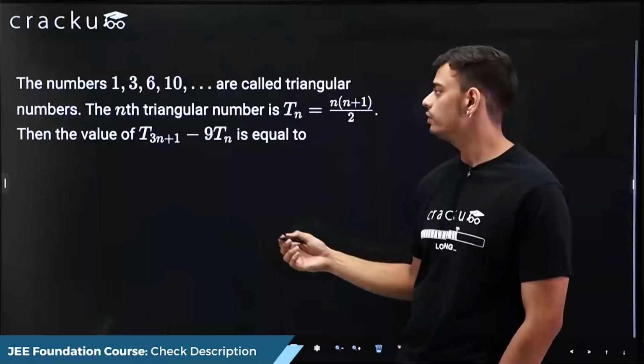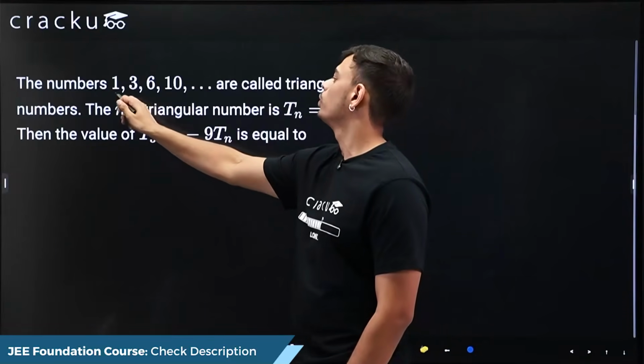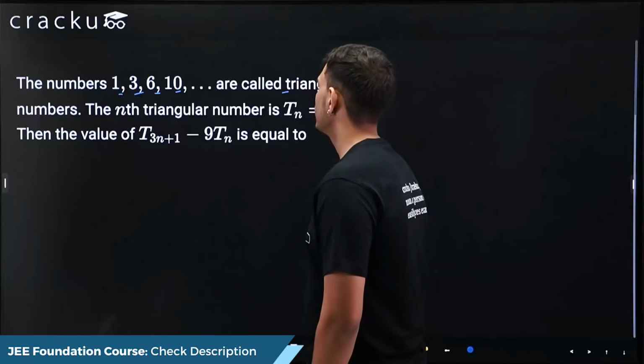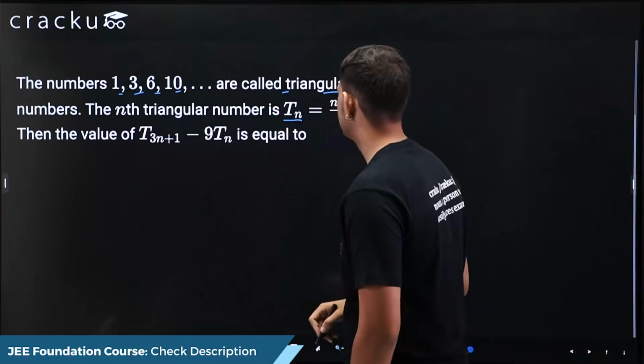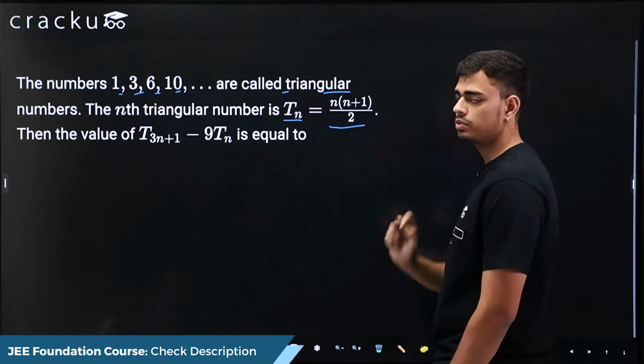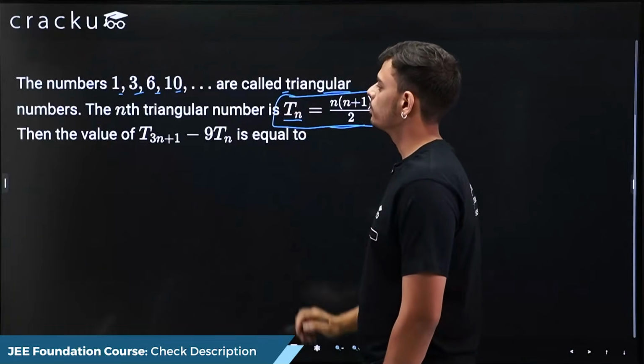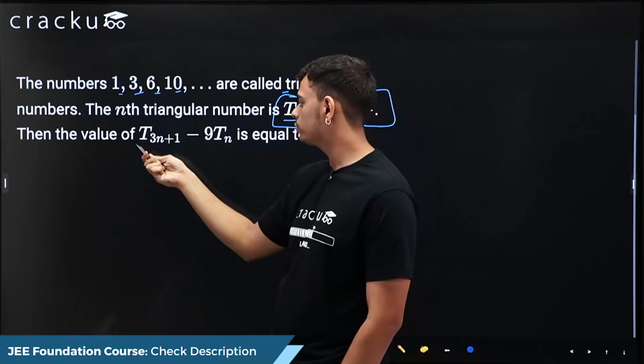In this question, we are given some special numbers. 1, 3, 6, 10 are called the triangular numbers. The nth triangular number is calculated as Tn equals n into n plus 1 by 2. So we are given a function in n. Now we need to find the value of this expression.